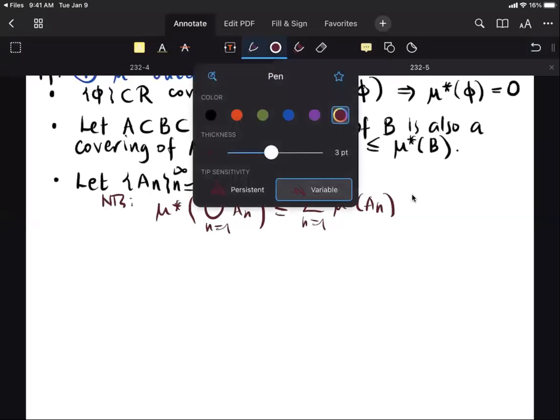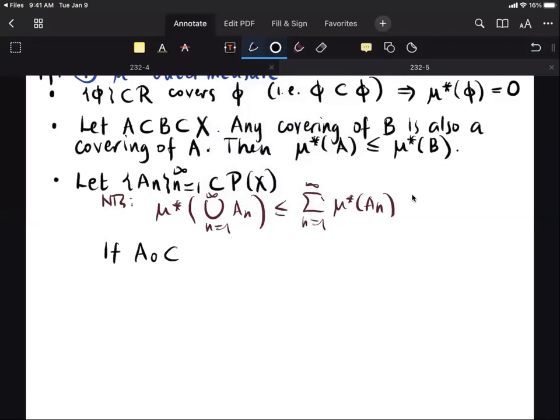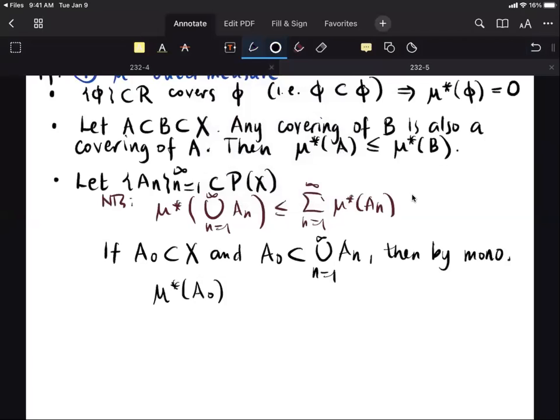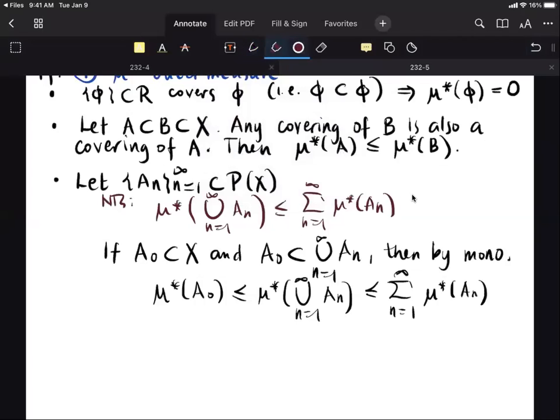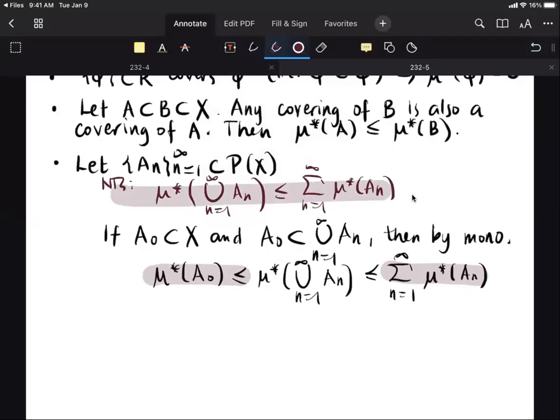Take note that if A naught is a subset of X and A naught is contained in the union, then by monotonicity, mu star of A naught, we already know that mu star is monotonic, it's less or equal to mu star of the union. And according to the one that we wish to show, this is less or equal to the sum of the mu star of A n. And take note that this is what we have defined to be sigma subadditivity. Okay. So it is enough to establish this part here based on this discussion.